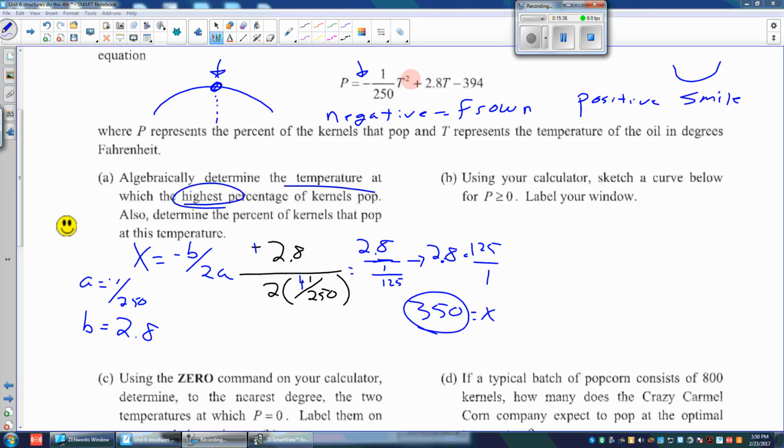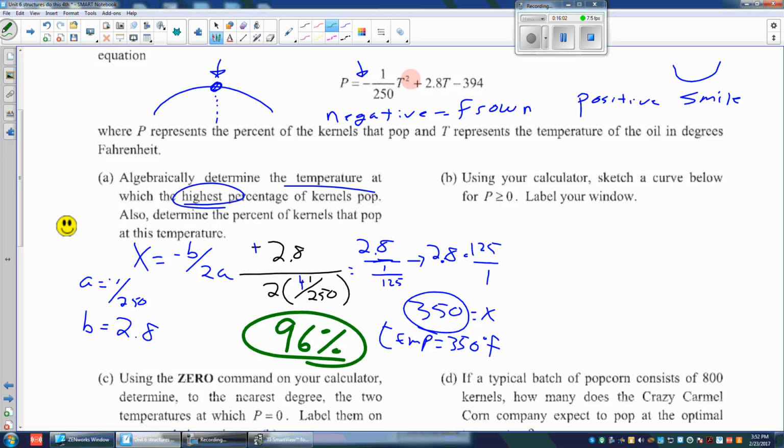And remember that the x is really the t, so the temp is 350 degrees Fahrenheit. Determine the temperature at which the highest percentage of kernels popped. Also determine the percentage of kernels that popped at this temperature. So you plug in 350 everywhere you see a t in the equation, and you hit equals, and we get 96%. I'm running out of room, so there it is.